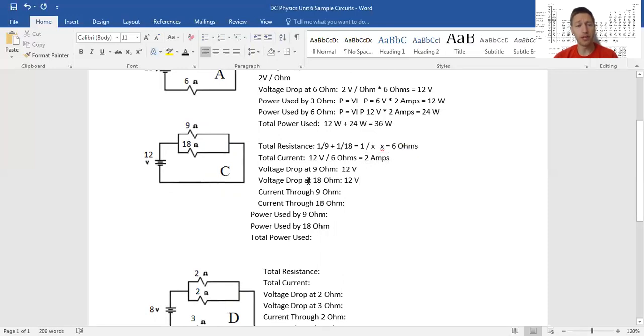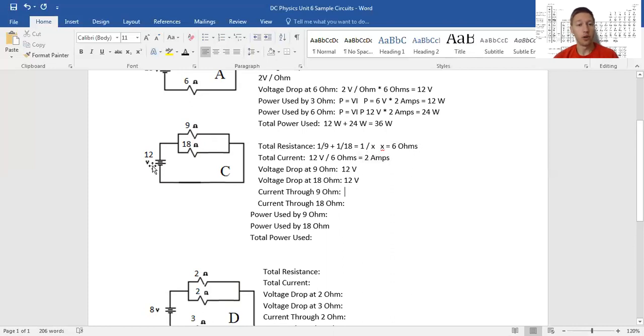Now the total current is 2. That 2 amps is going to split up though. Some's going to go to the top, some's going to go to the bottom. There's a couple ways to do this. The way we're going to do this, at least in this example, is I'm going to use the voltage drop for each one and divide by the resistance. So it'll work out to be 2 amps.